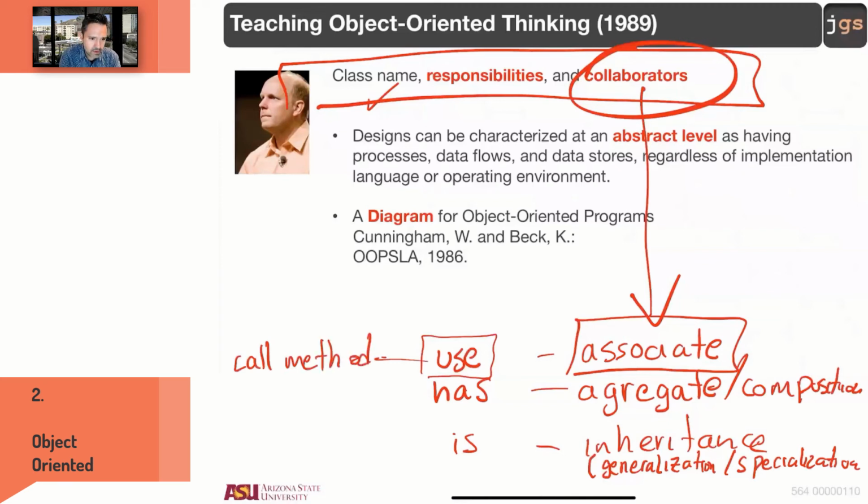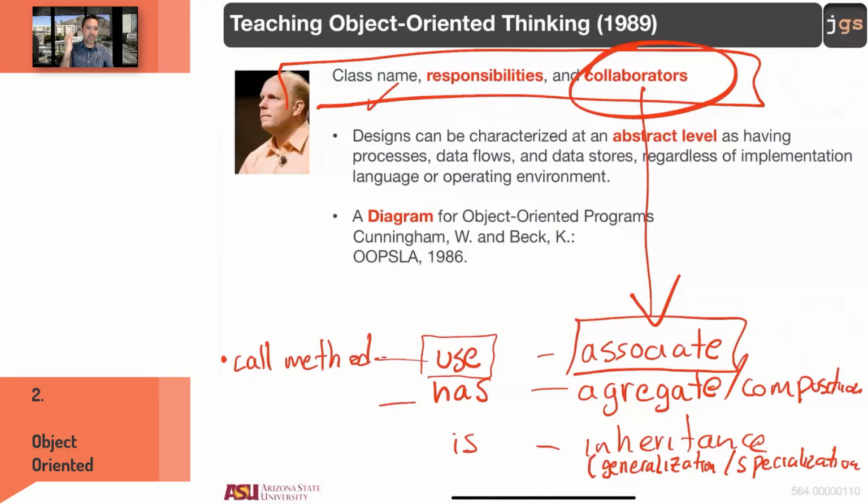Calling a method is what we call association. Calling a method is using. All your relationships right now in your assignment, all possible relationships between modules before object-oriented, the only possible relationship is this one, association. When we started with object-oriented, what we did is include these two more.